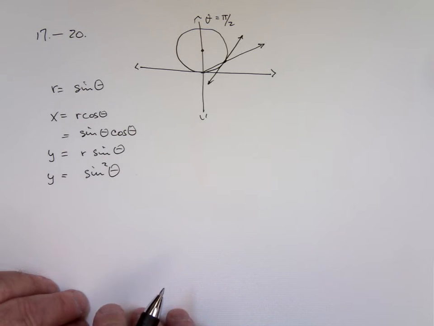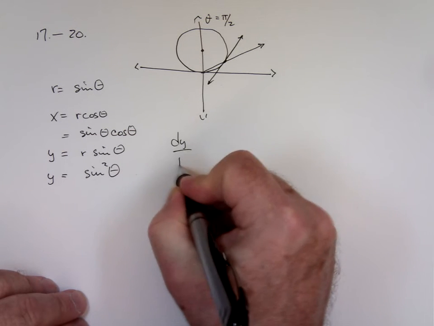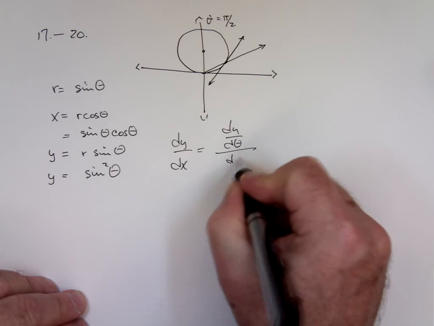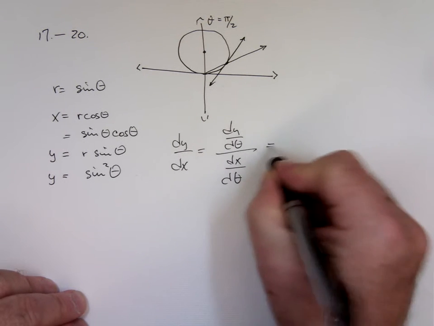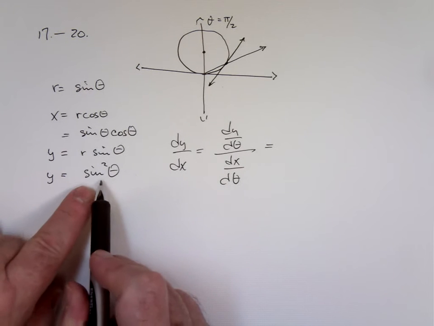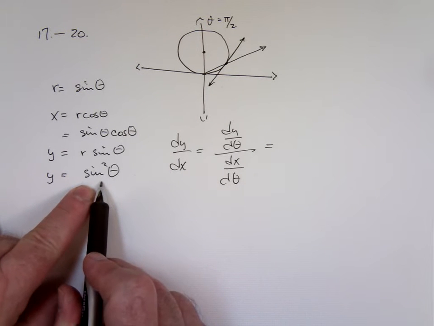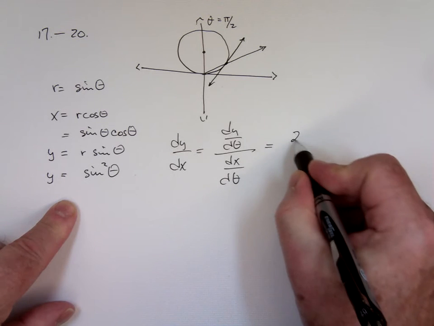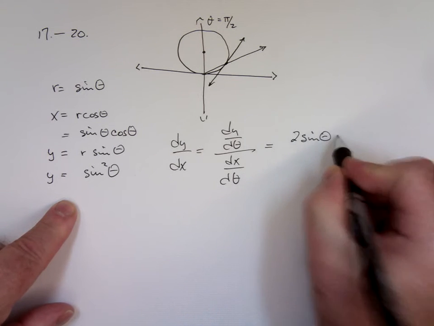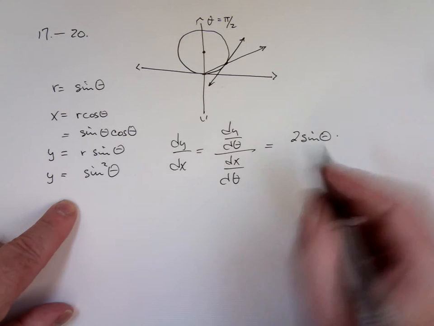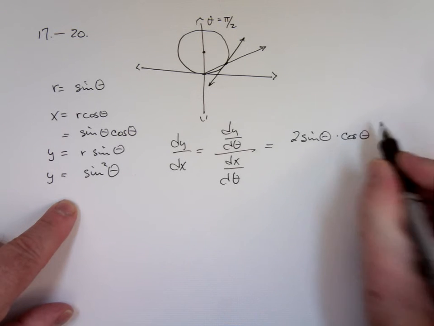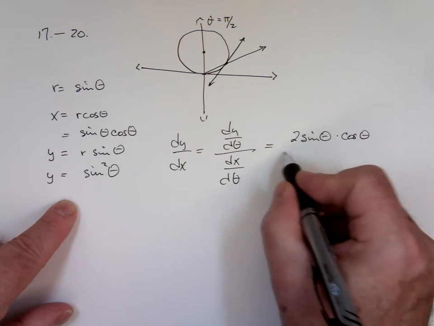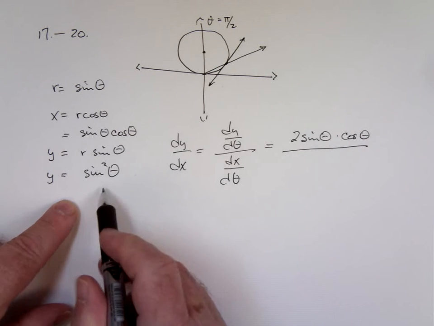The derivative, the slope of the tangent line, is dy/d theta over dx/d theta. Chain rule. For dy/d theta, you're taking the derivative of sine squared. That's 2 sine times the derivative of sine, which is cosine. Okay? You okay with that? Over dx/d theta, the derivative of sine cosine.